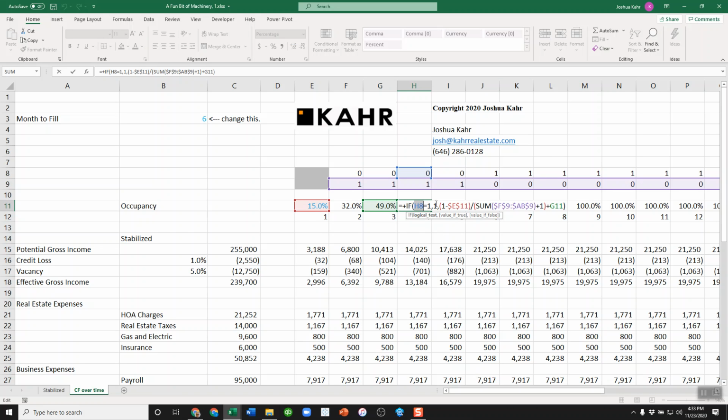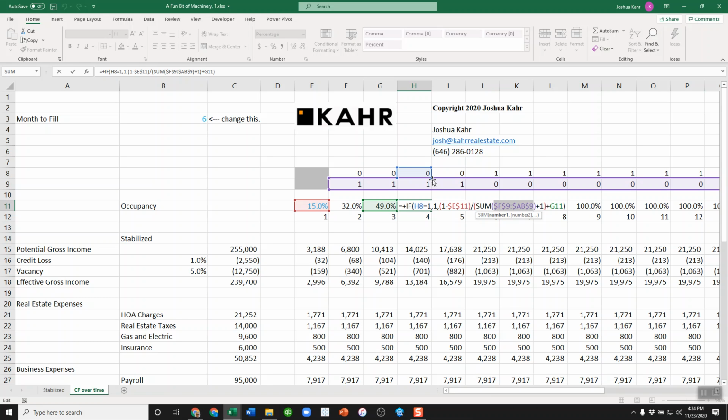In other words, if we're full, if that's the ending point, then put in a one. So once we get to month six or beyond, it's going to be a one, in other words, 100%. If not, take the 100%, subtract the 15%. That will give you the 85% difference between 15 and 100, and divide that by some F9AB9 plus one. In other words, if we think it's not going to fill until month six, then there would be four plus one. There'd be five steps between where I started and where I ended, right?